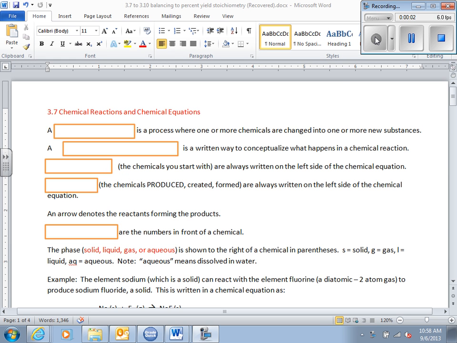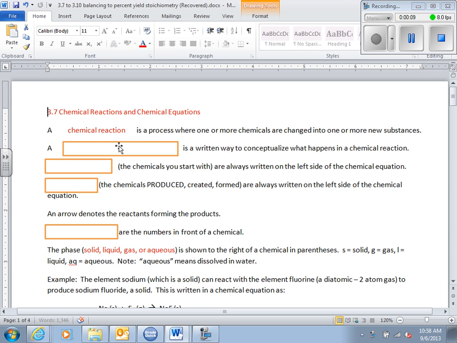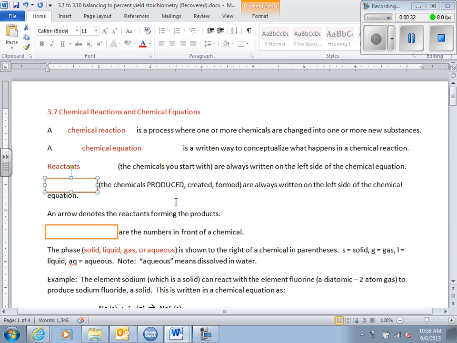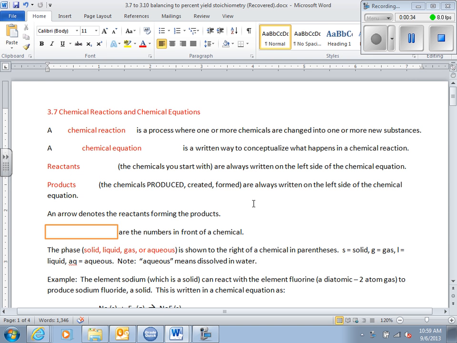It's time to learn about balancing chemical reactions and what these chemical equations are. A chemical reaction is a process where one or more chemicals are changed into one or more new substances. And the chemical equation is just a mathematical concept of what happens in the reaction. The reactants are always on the left side, and the products are always on the right.